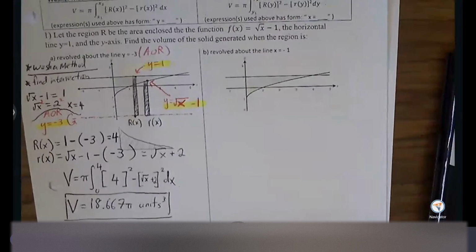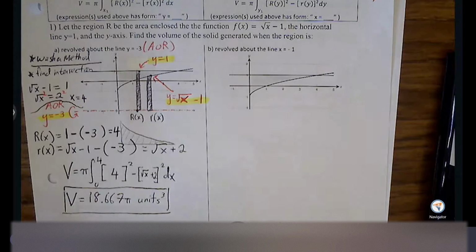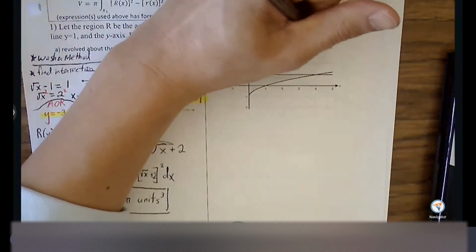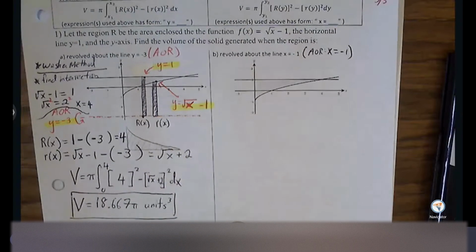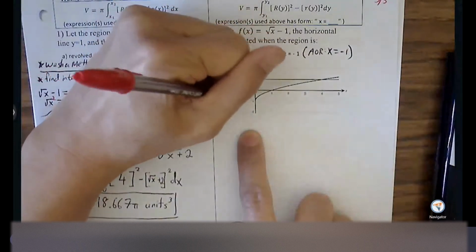All right, part B, same shaded region, but now we have a different axis of revolution. So AOR is at x equals -1. So that's going to be a vertical line. So that's going to change the way that we approach our problem, right? The way we draw our radius, the equation that we use is all going to be kind of flipped. Okay, so let's draw our axis. Vertical line right at -1.